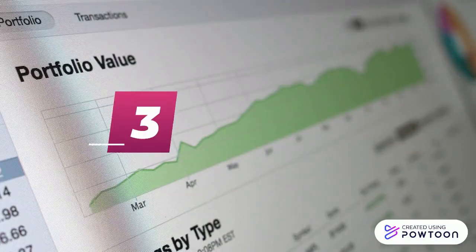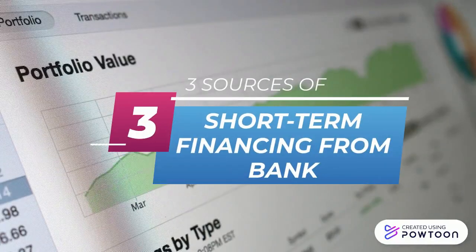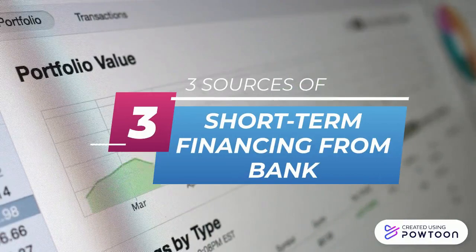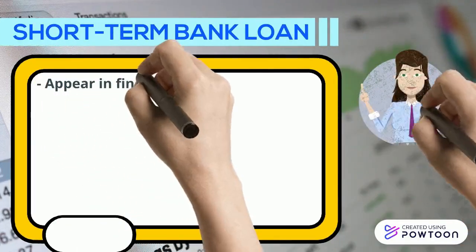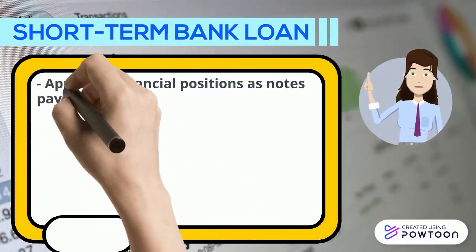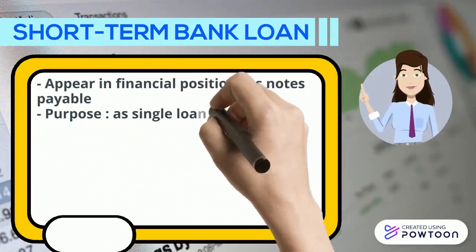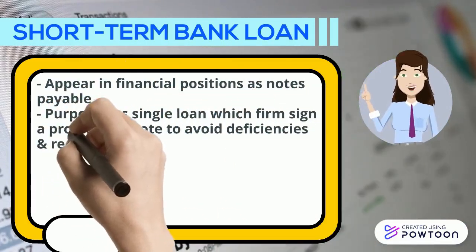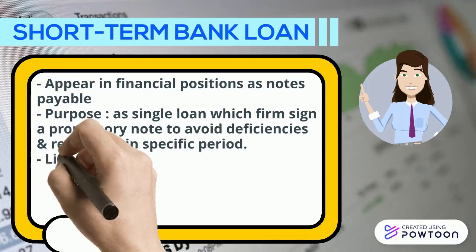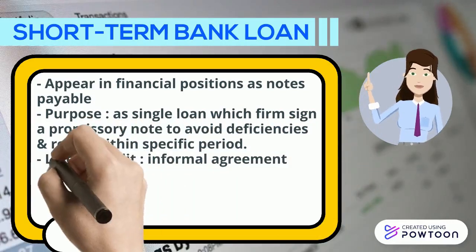Moving on, I shall briefly describe three sources of short-term financing from a bank. The first source is the short-term bank loan, which sometimes appears in the financial position as notes payable. A loan can be provided for a specific purpose, known as a single loan, for which the firm signs a promissory note to avoid deficiency and repay this loan within a specific period of time.